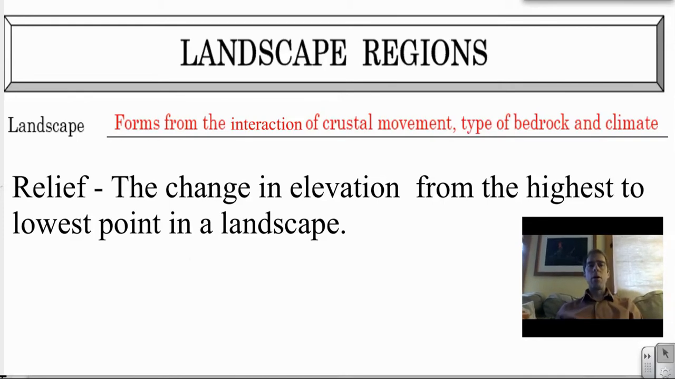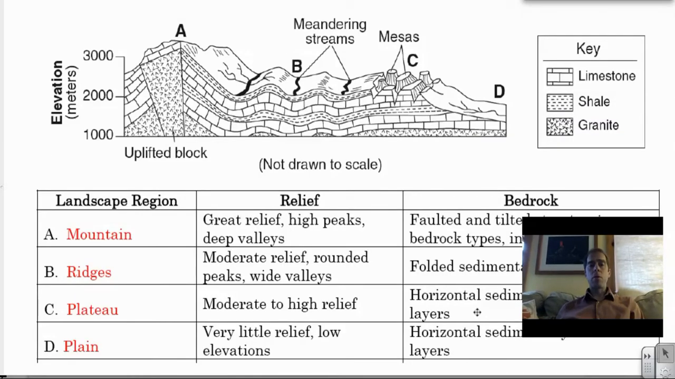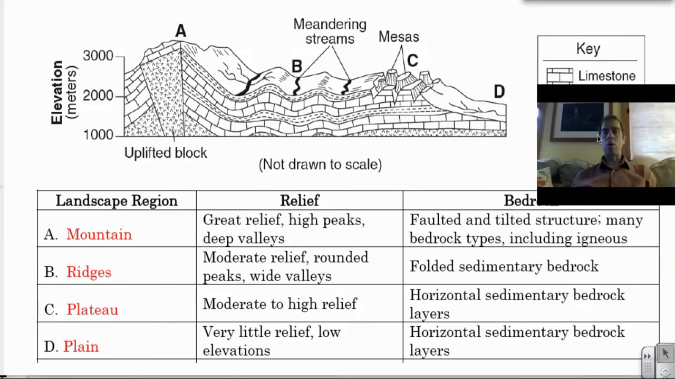So the different landscapes are shaped by the crust and the climate, and that gives different relief, different changes in elevation, and we give them different names. So the first things that we'll look at are mountains, ridges, plateaus, and plains, and we'll look at each of those in turn.